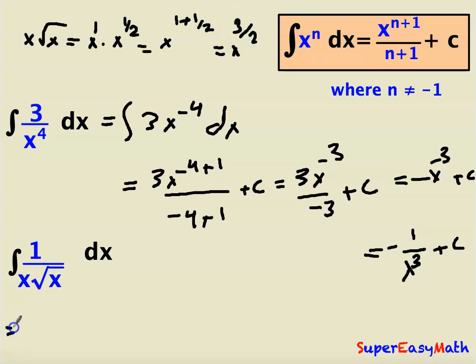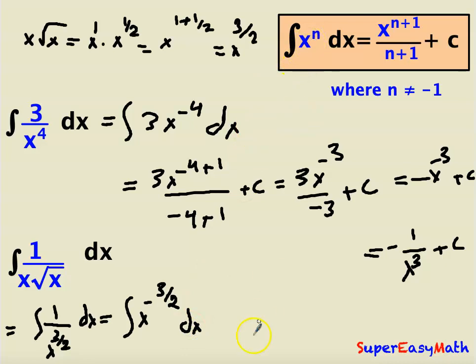Now we have here integral of 1 over x to power 3 over 2 dx. We can move this one to the numerator, it will become minus 3 over 2. So x to power minus 3 over 2 dx. Now we have our form x to power n, so we will just add 1 to the power. So minus 3 over 2 plus 1 equals minus 1 over 2, divided by minus 1 over 2, plus c.